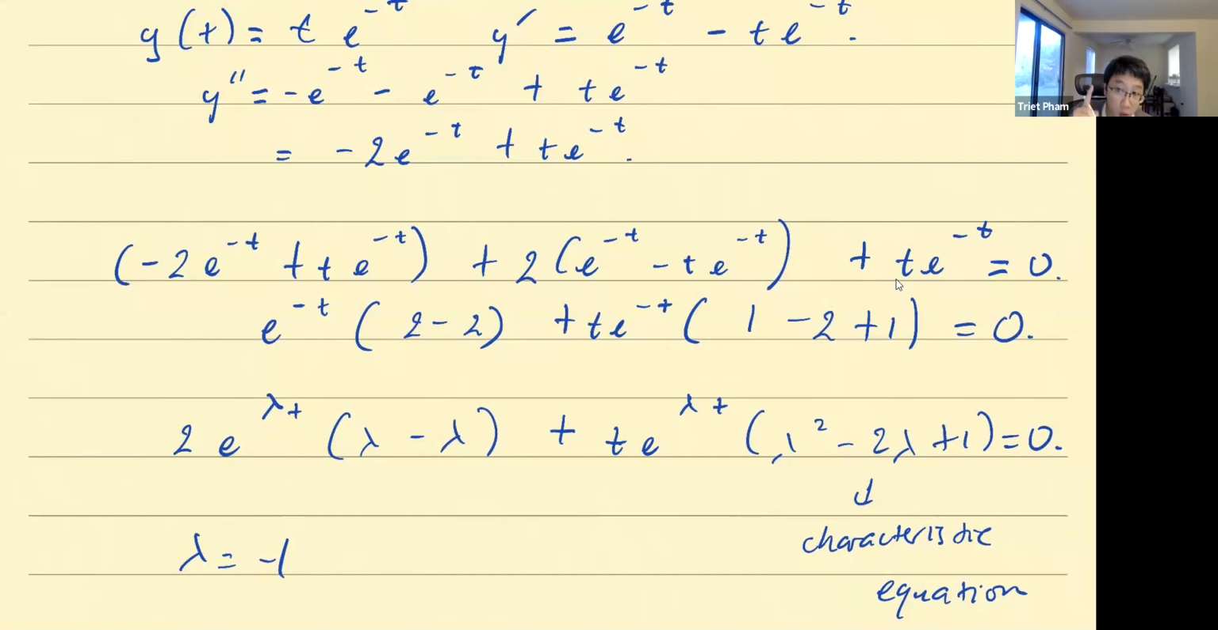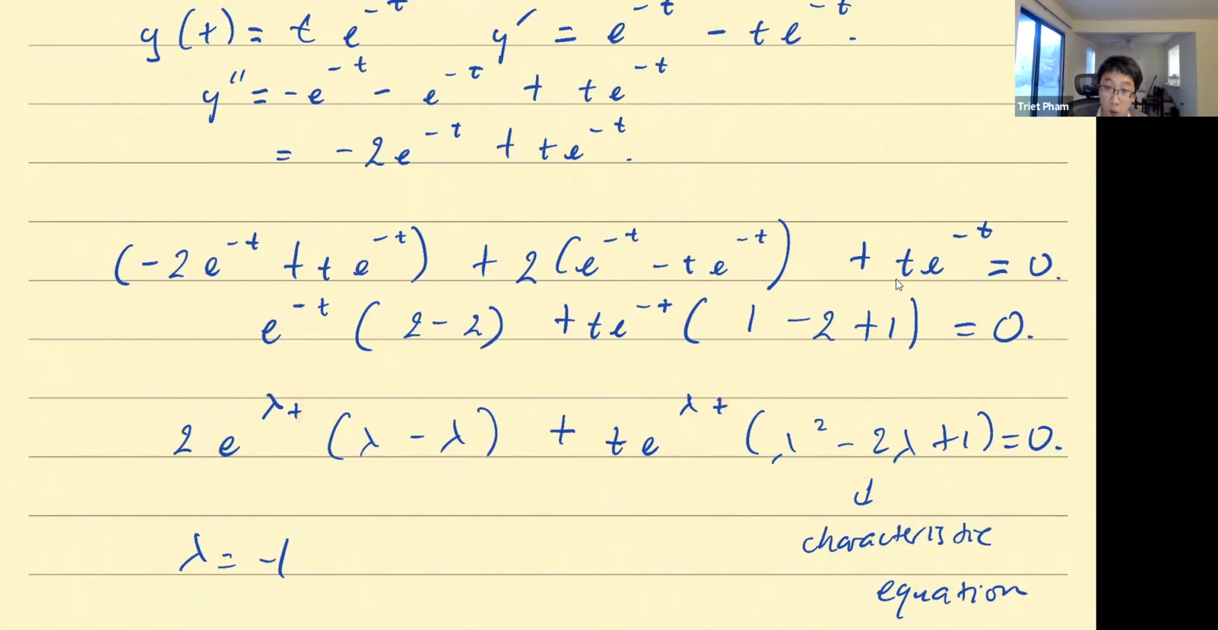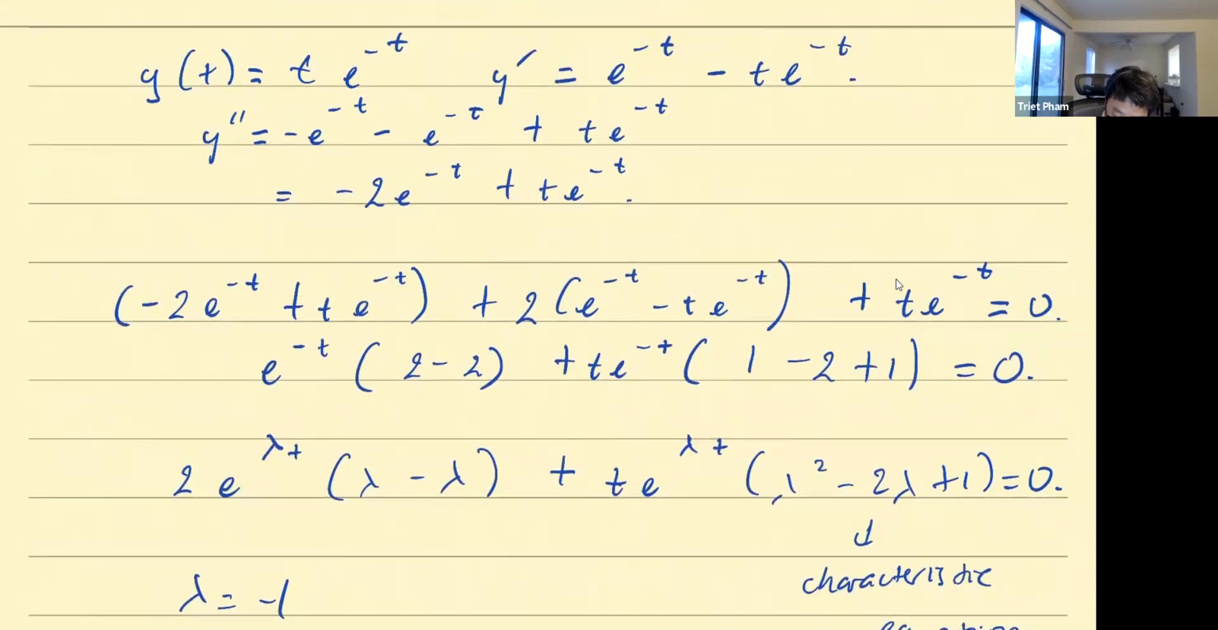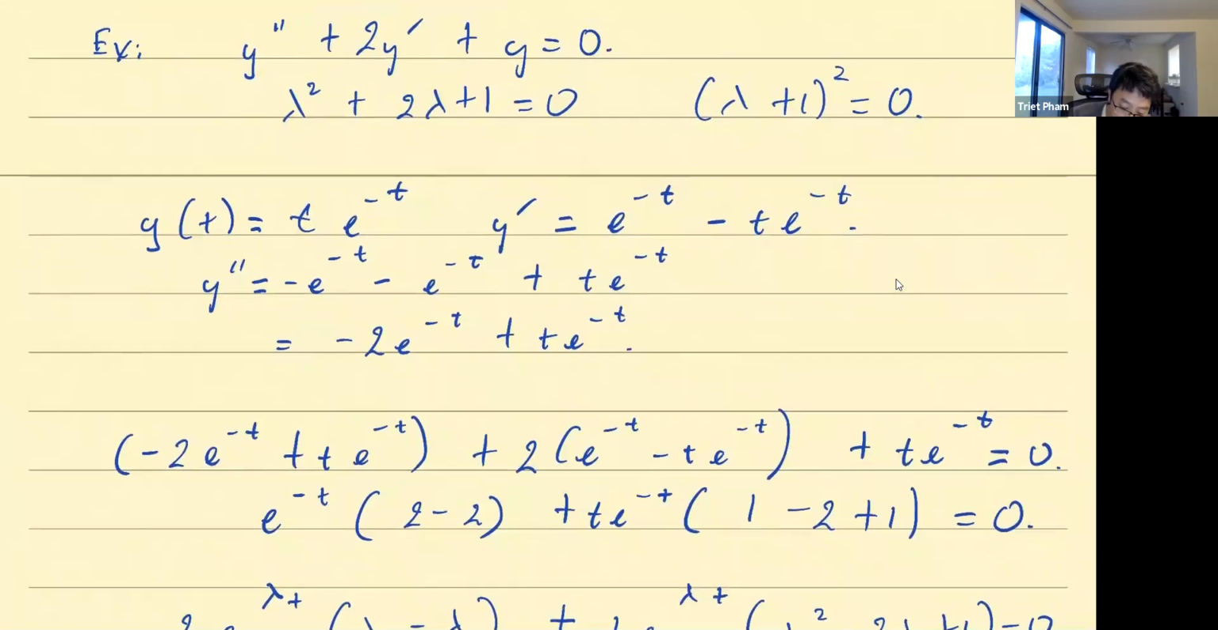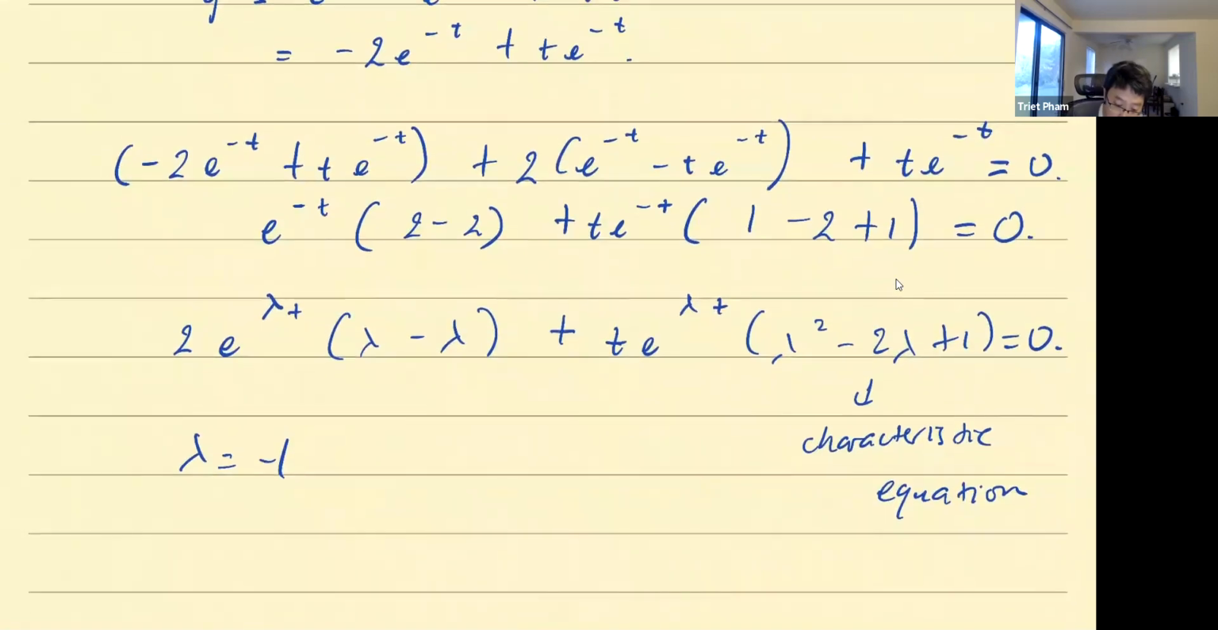What I'm saying is the structure will always be that the e to lambda t factor is multiplied with lambda minus lambda, and the t e to lambda t factor is multiplied with the characteristic equation. And that's why t e to lambda t works. Basically, when you differentiate, if you pay attention, the t e to lambda t keeps the same structure as the characteristic equation, and the e to lambda t just picks up the linear factor from there. The product rule works out that way. That's all I want to say. So that is why multiplying by t works, as far as I want to explain in terms of the structure.